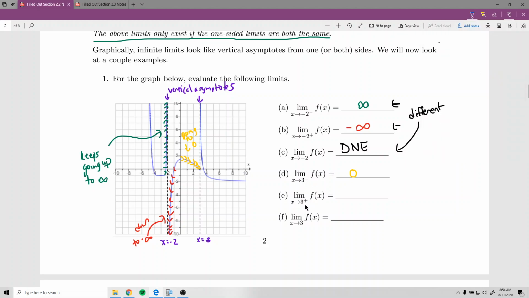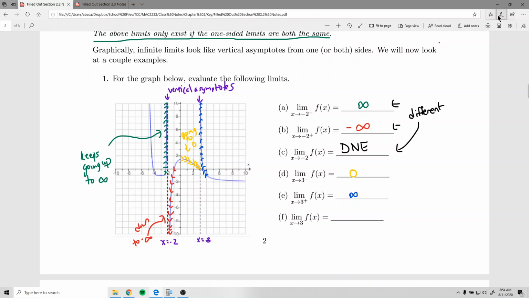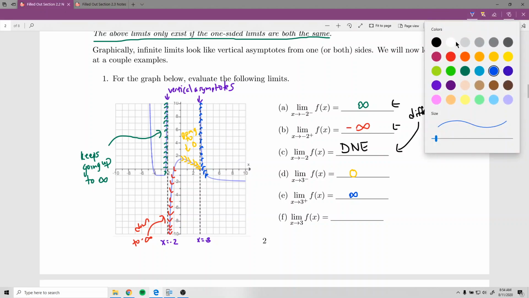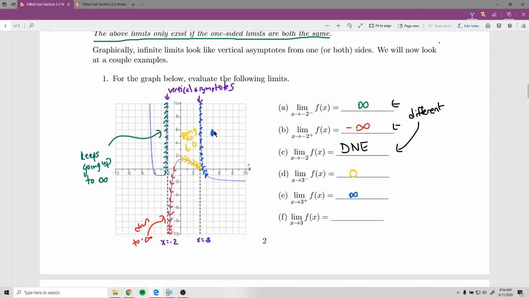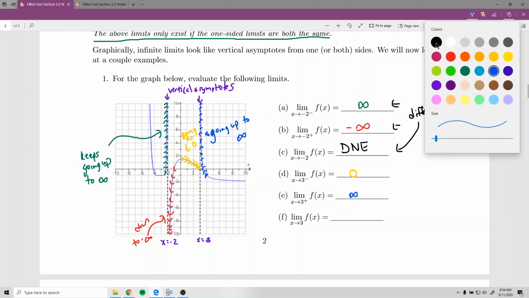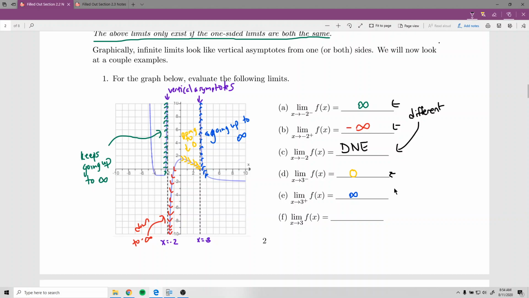Now, if we go towards 3 from the right, then we're going towards this vertical asymptote from the right. You can see this one looks very similar to the other two in that it's riding along the vertical asymptote, so it's going up to infinity. And then the conclusion here, these are both different again. It doesn't matter that one's 0 and one's infinity, just that they're two different things, it's also D and E.